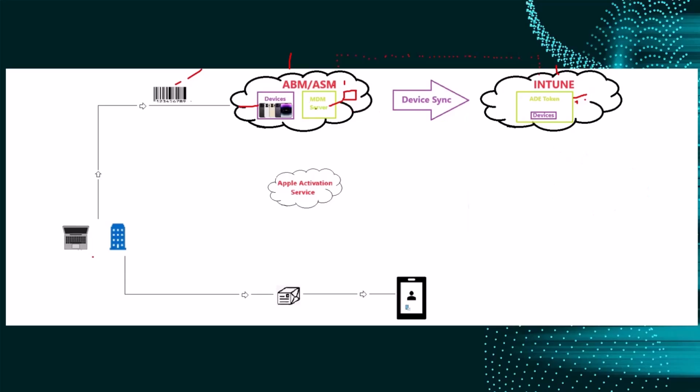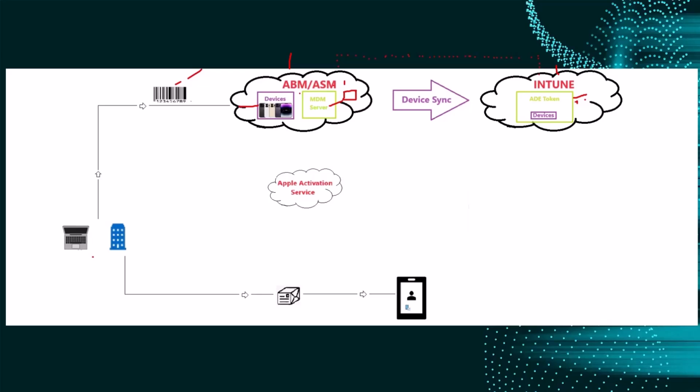So this mapping between ABM and Intune is being done by creating an MDM server over here, which contains information about where the MDM is, and in Intune we are going to create something called an ADE token, and that token is going to be used to communicate with the ABM or ASM instance.